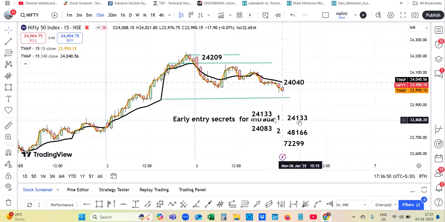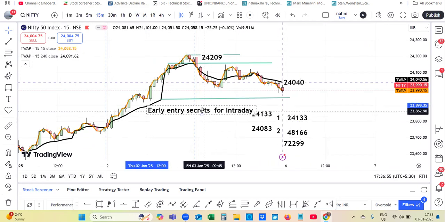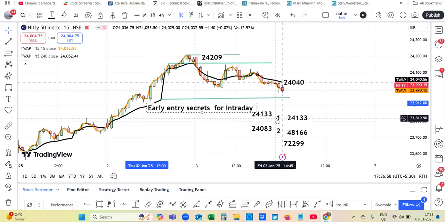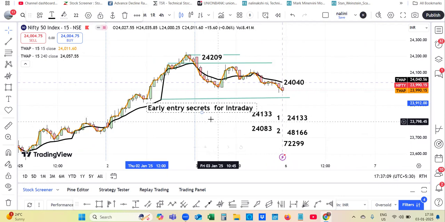I hope you understood how this time-weighted average price is calculated, because you should know the logic behind this weighted average price before using it, so that you are not trading blindly or using the indicator blindly. So this will help your early entry. It is actually a secret for intraday. I am not using anything else. I am using only price with the time-weighted average price, and it has been coded in TradingView.